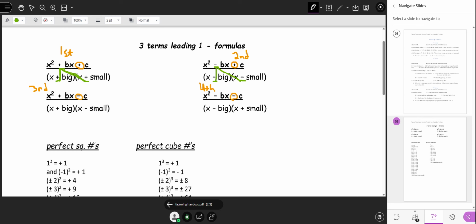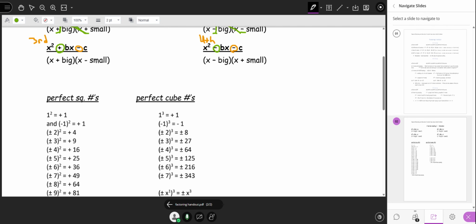But notice, if your constant is minus, you have plus minus or minus plus. And it depends on what's in the middle. If the middle is plus, you got plus and then minus. If the middle is minus, you got minus and then plus.